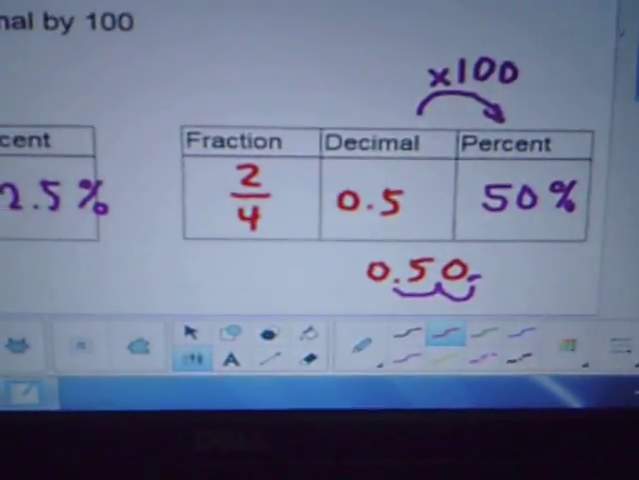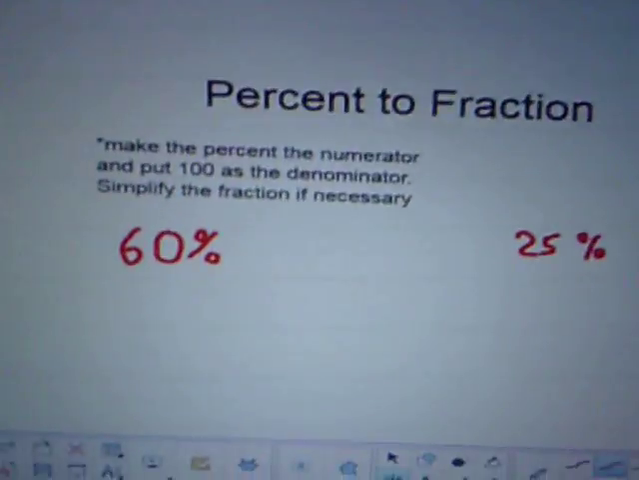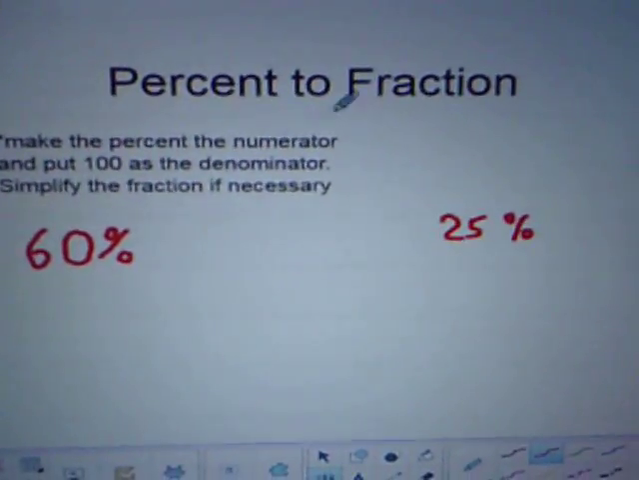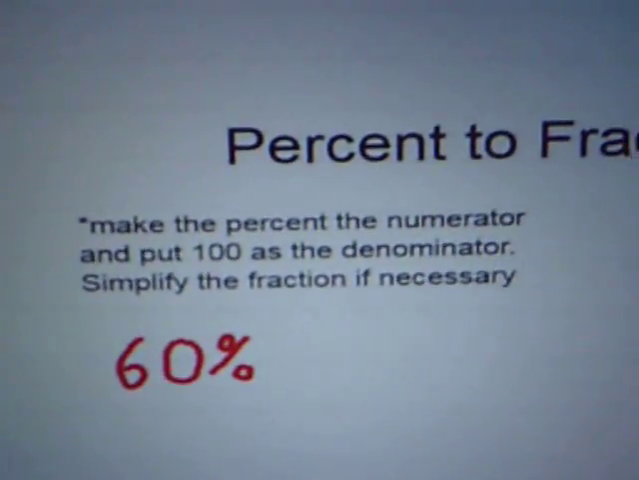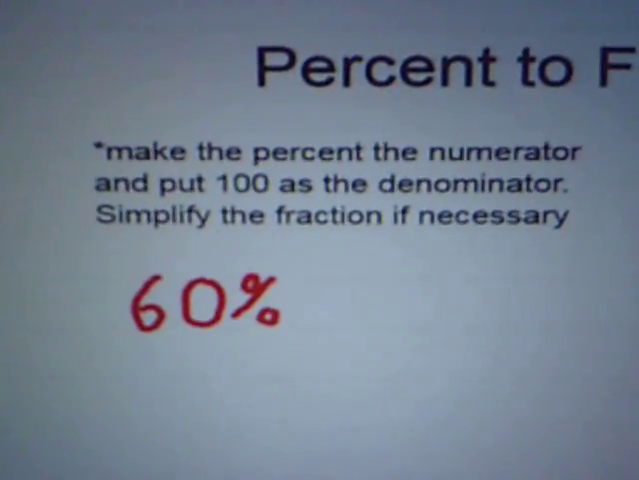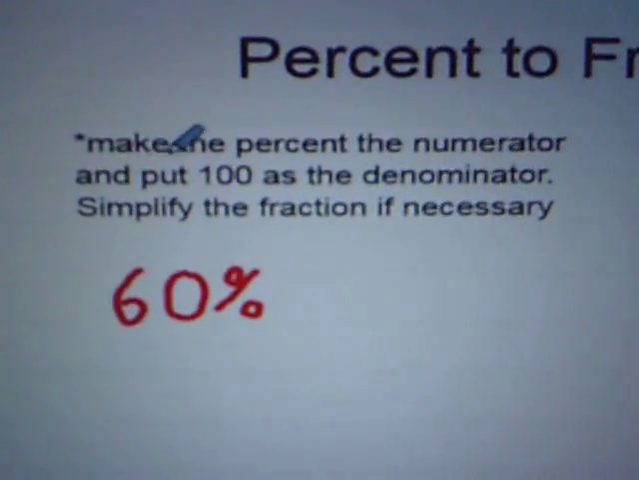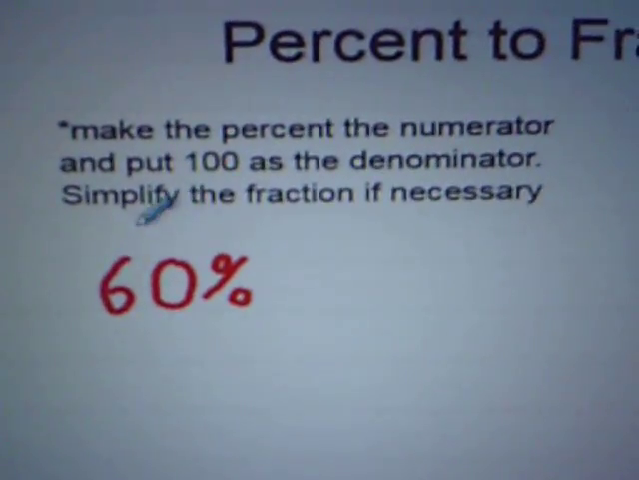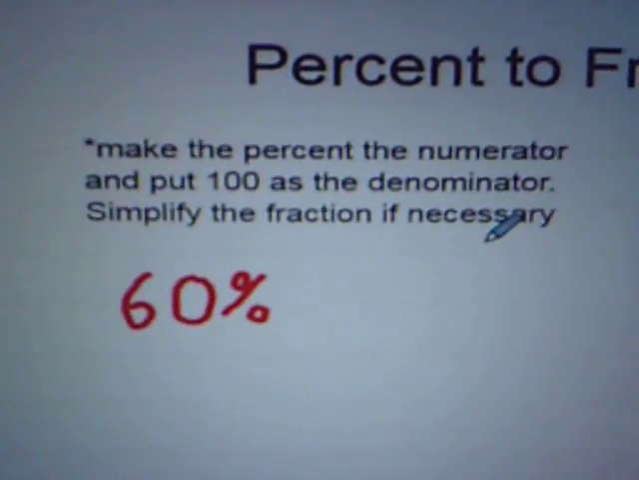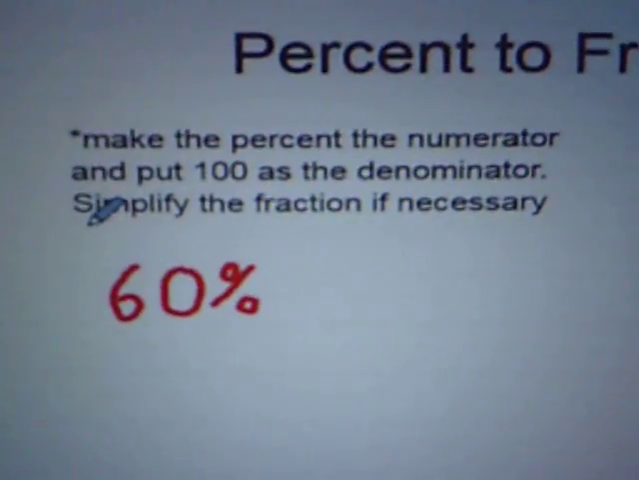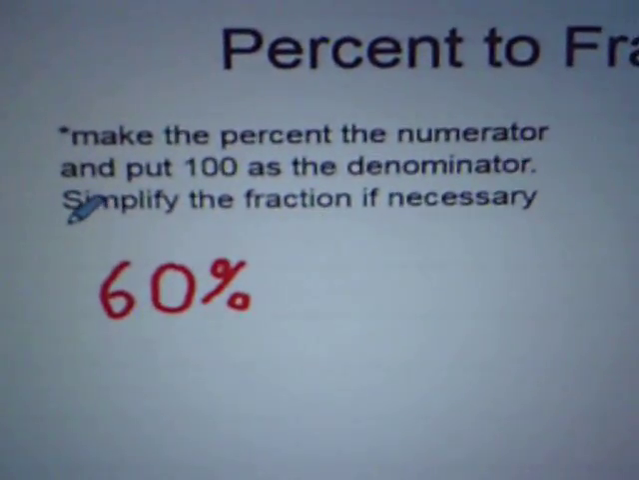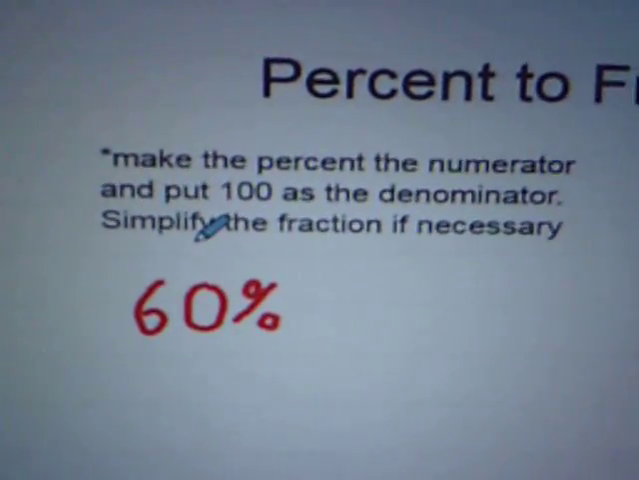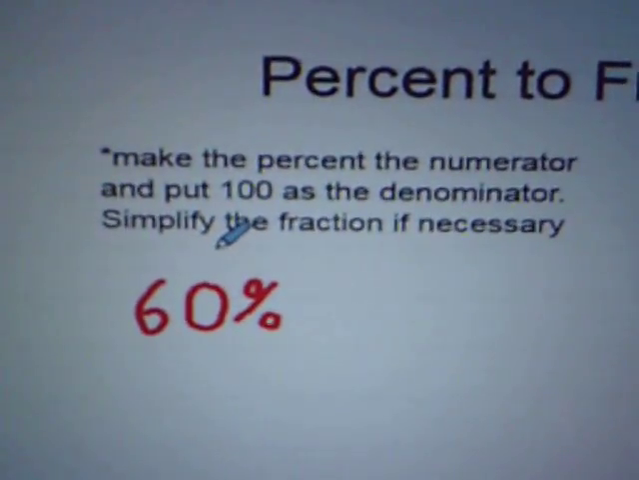Moving along. Now this is something we talked about in the last video. Okay? How to make a percent into a fraction. In order to make the percent into a fraction, just make the percent the numerator and put 100 as the denominator. And then you may have to simplify your fraction. Okay? If you forget how to simplify a fraction, go back to one of the previous videos where we talked about simplifying fractions and using greatest common factor to simplify fractions.